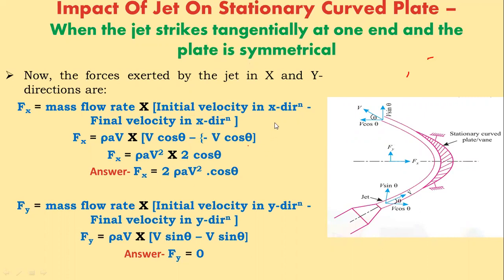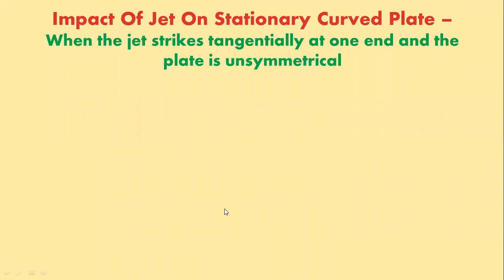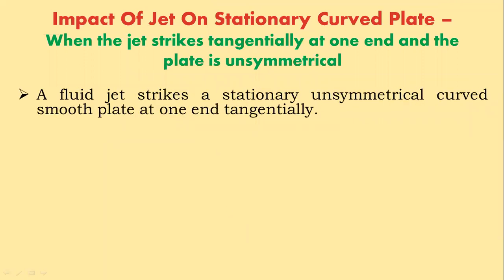Others also. So now we will see the third subtype of the curved plate, which is impact of jet on stationary curved plate when the jet strikes tangentially at one end, but the plate is unsymmetrical. So if you have understood the symmetrical type, you will be easily able to understand the unsymmetrical type. So let us proceed there. Impact of jet on stationary curved plate when the jet strikes tangentially at one end and the plate is unsymmetrical.